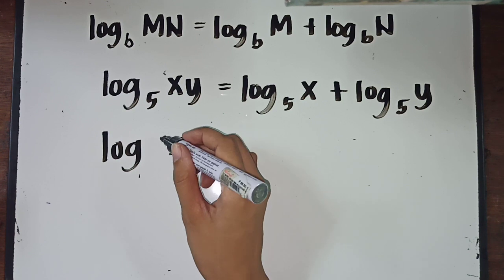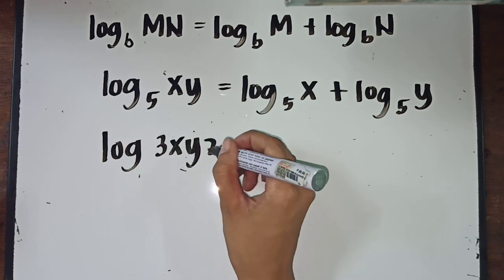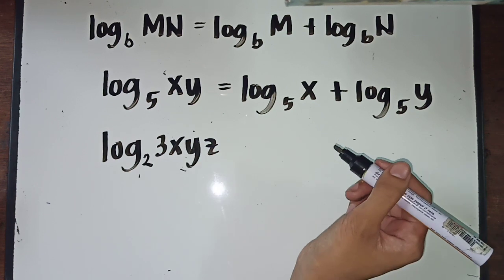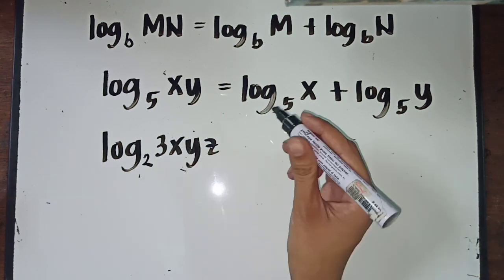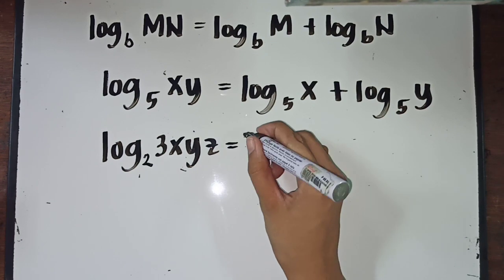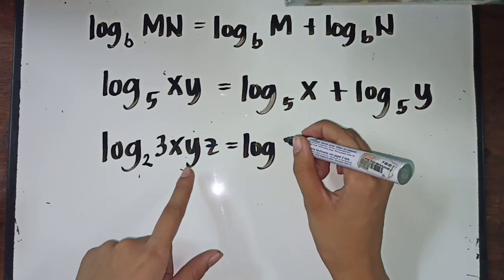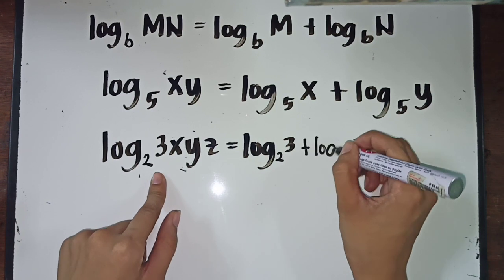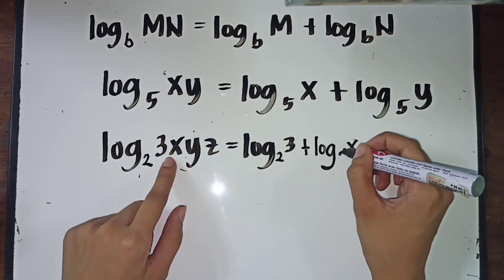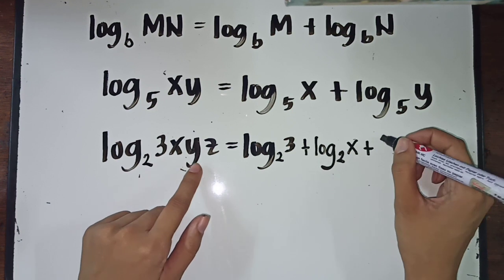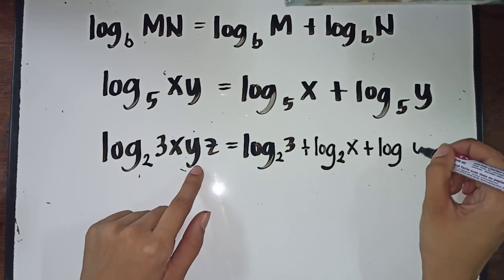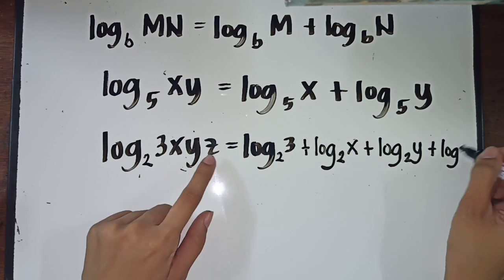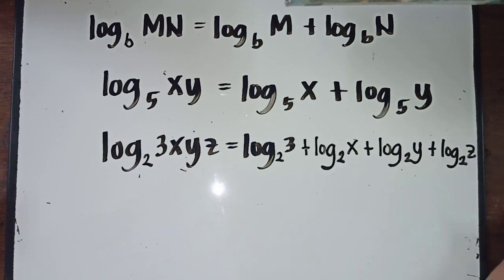Okay, so another example, logarithm of 3xyz to the base 2. Okay, so if we have this logarithm of 3xyz to the base 2, so that is equal to the logarithm of 3 to the base 2 plus the logarithm of x to the base 2 plus the logarithm of y to the base 2 and plus the logarithm of z to the base 2.